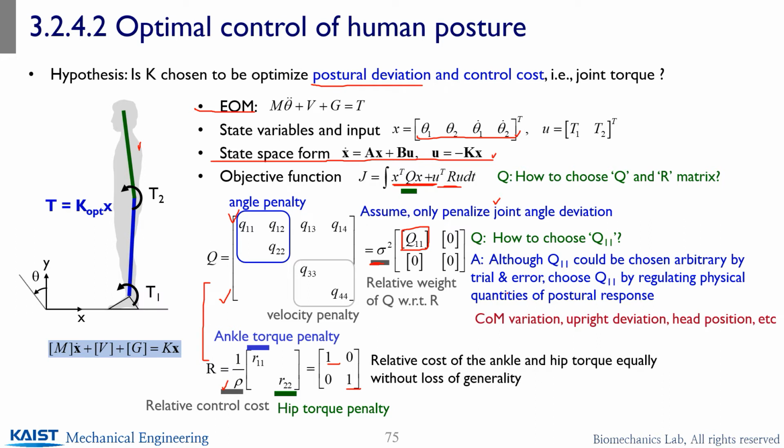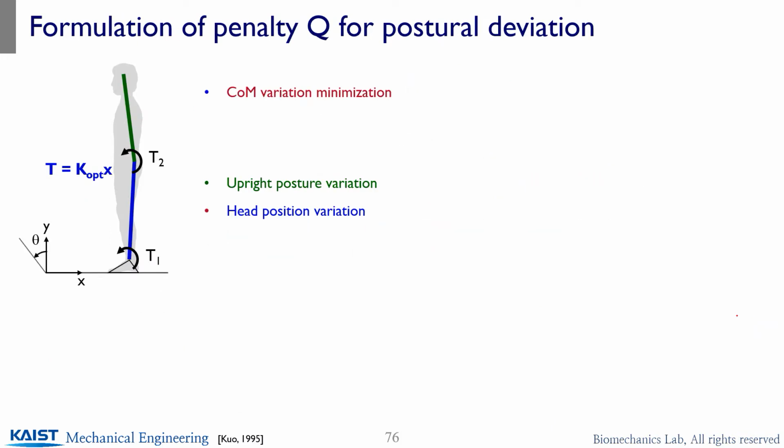One possible suggestion is that we'd like to minimize the center of mass variation, or the upright deviation from the earth vertical, or we'd like to minimize head position deviation because all the sensors like vision and vestibular for the motion sensors are located in the head. So those are some possible candidates for minimizing factors. Okay, so let's work on this.